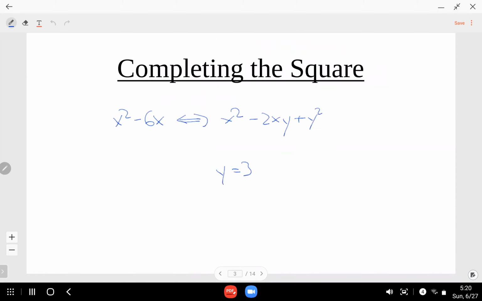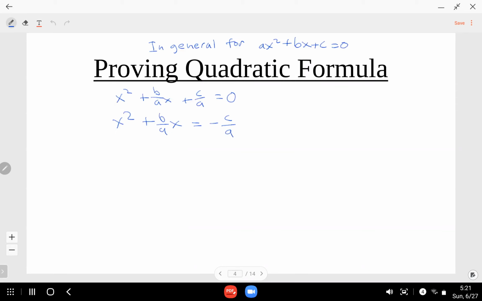Because what you have right here is negative 2xy. All right, and then you need to have a y squared at the end. So basically, you're just adding b over 2a squared equals negative c over a plus another b over 2a squared, because that's basically what y squared is going to be.